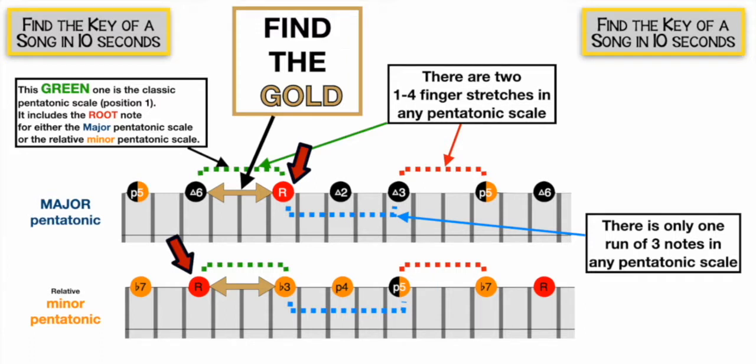And if you look at this, you can see that the root of the major pentatonic is simply the flat 3rd of the minor pentatonic, or conversely, the root of the relative minor pentatonic is the sixth of the major pentatonic. Now I know this all seems like a lot of theory. Again, I just want to show you how this all works, and then I'm going to show you a very simple way to do it afterwards.